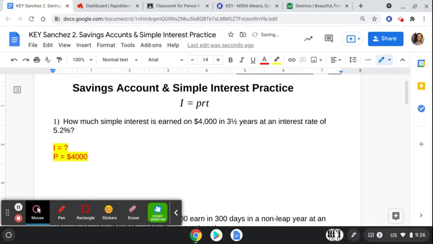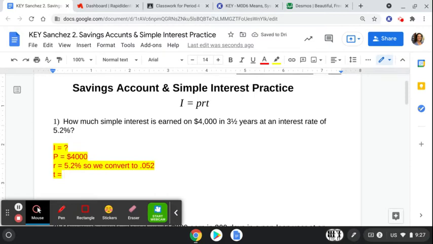Then they told us the rate and the time. The rate is 5.2%. So we convert to 0.052 decimal when we put it into the equation. And the time, they told us, is 3.5 years. So we write that down as 3.5. Remember, we want that in a form of years. And so we're going to convert that decimal.